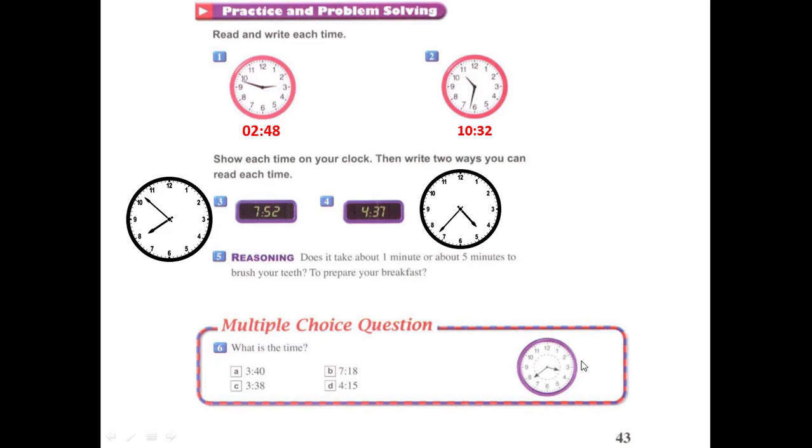Okay, what time is it? What's the time? Again, it is between 3 and 4, so it is 3 o'clock, guys. Be careful. And 5, 10, 15, 20, 25, 30, 35, 36, 37, 38. So C is the correct answer.